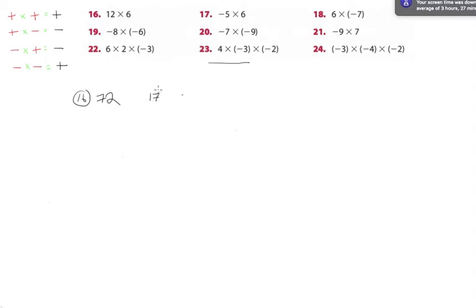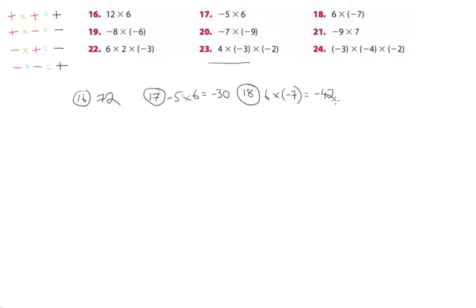And then 17, minus 5 multiplied by 6. So here we have a positive number, which is 6, multiplied by a negative number, so we're going to have a negative answer. So minus 5 multiplied by 6 equals negative 30. And then we'll go to 18. Here we have a positive number being multiplied by a negative, so we're going to have a negative answer. So 6 multiplied by minus 7. 7 sixes are 42, so it's negative 42.